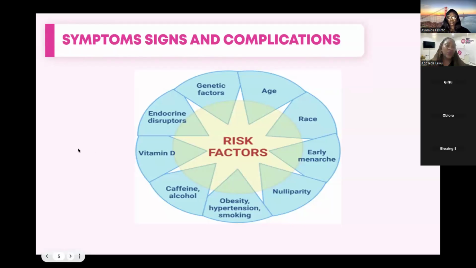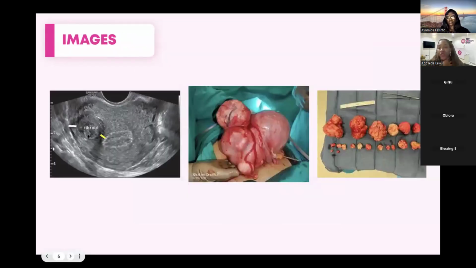So these are just images. If you do a scan, sorry for the gory image, I didn't prepare you for it. If you do a scan, this is likely how you see a fibroid to look on scan. This is what they see. And this is a womb that has been brought out to show this person has lots of fibroids. Can you see this is even the subserous? And the last one is a picture of fibroids that have been removed in a surgery.